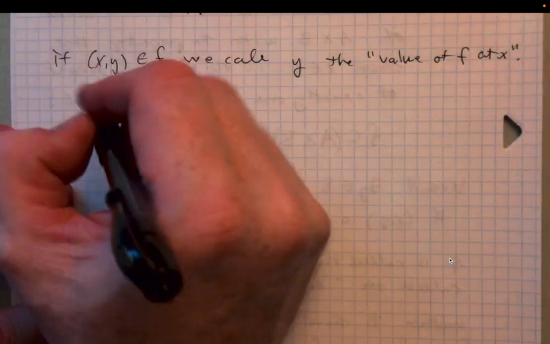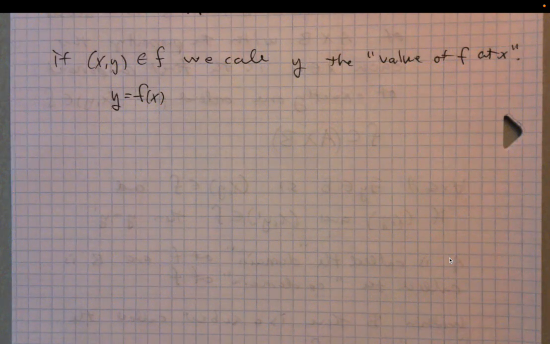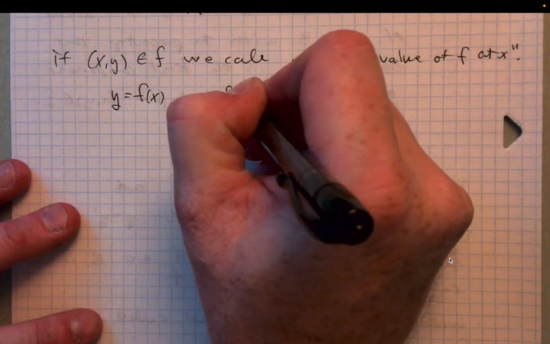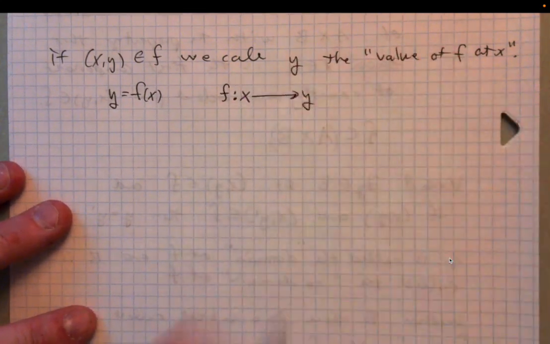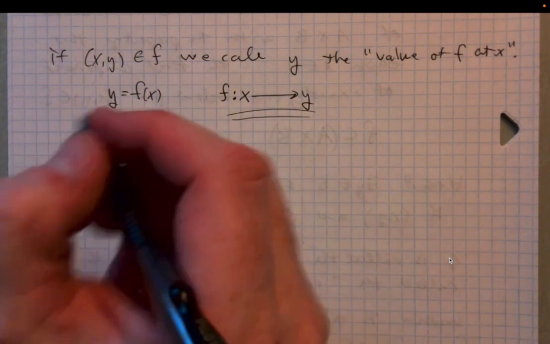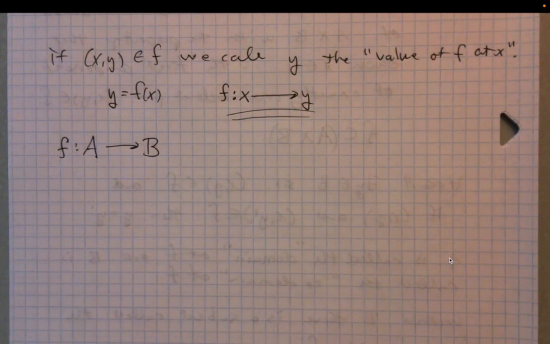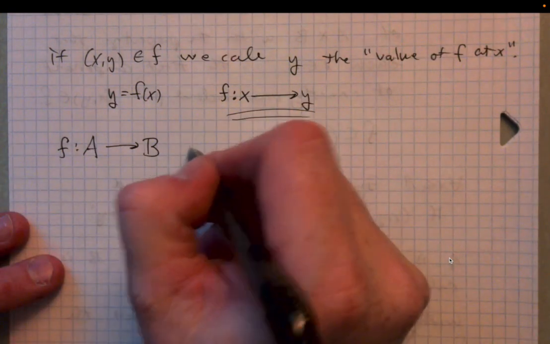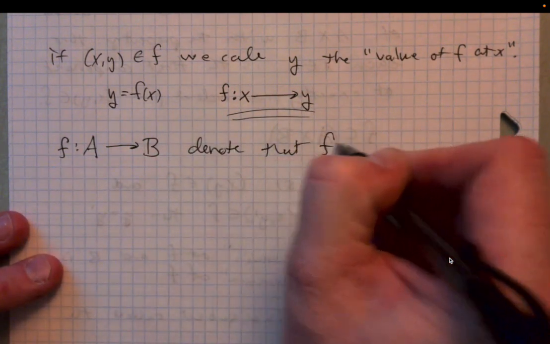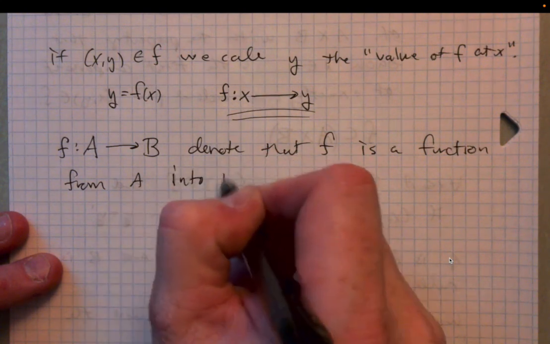Right? And there's different ways to notate this. We would very often use this notation, y equals f of x, to denote the value of f at x. In this class, we'll also use notation like this, f takes x to y, right? We might use this kind of notation to indicate that x maps to y in this function. And then based on this idea, we'll also use this notation to denote a function: f is a function from A to B. We might write it like this. So this would denote that f is a function from A into B.